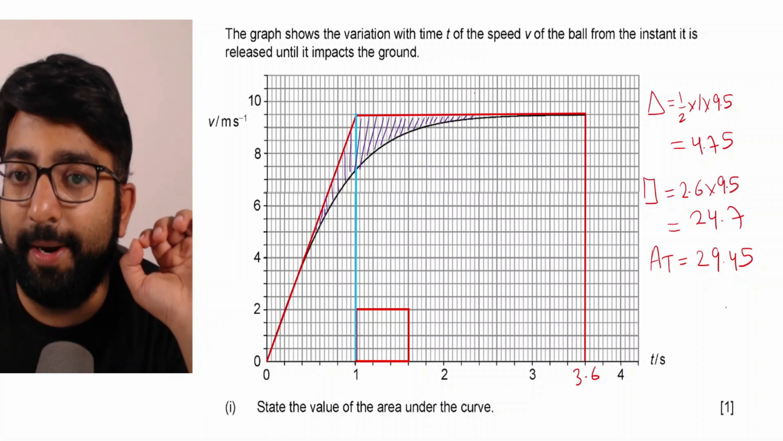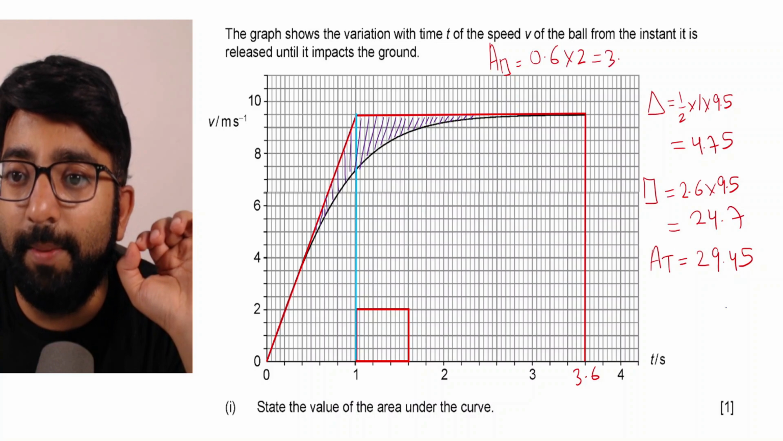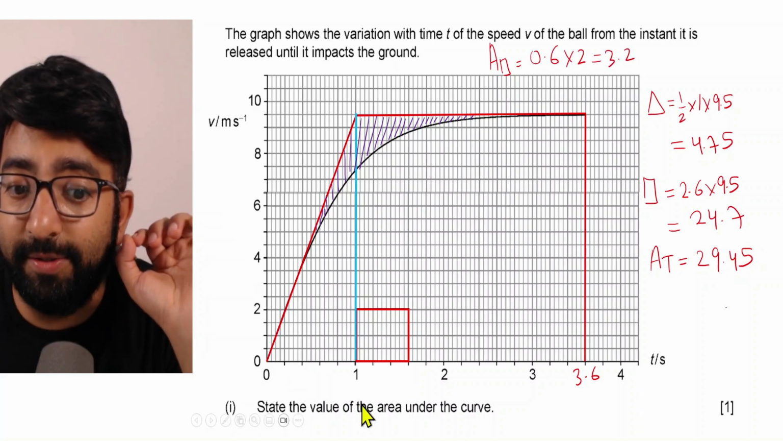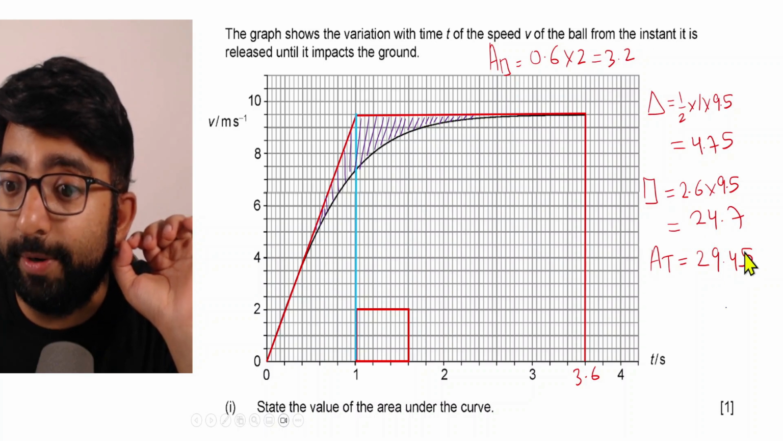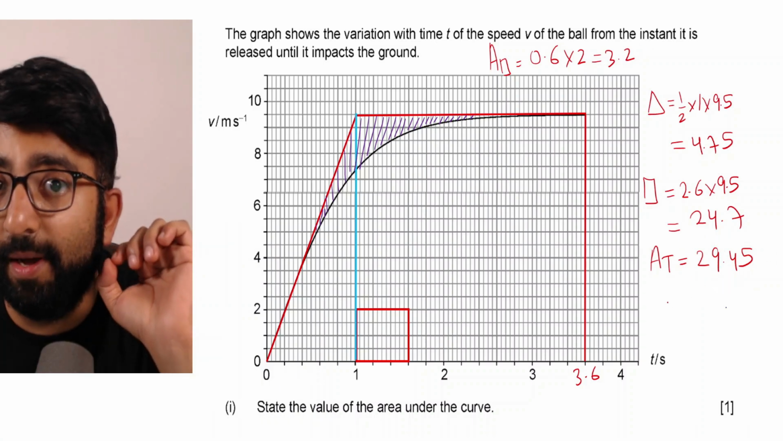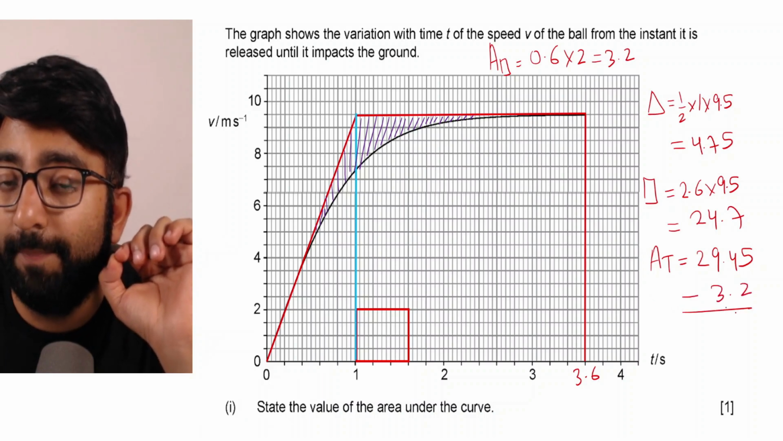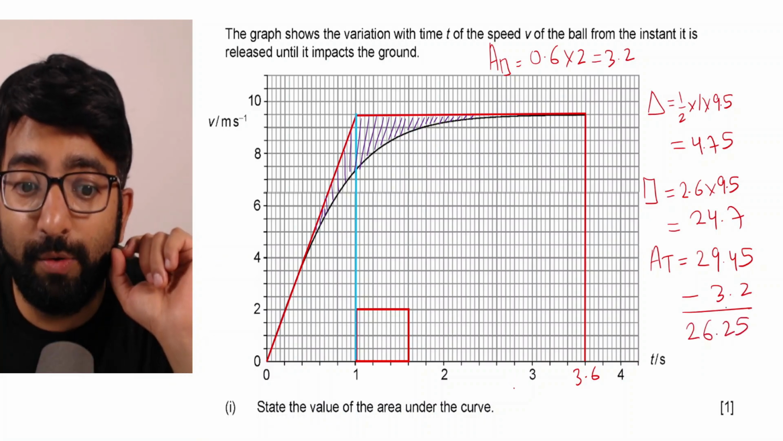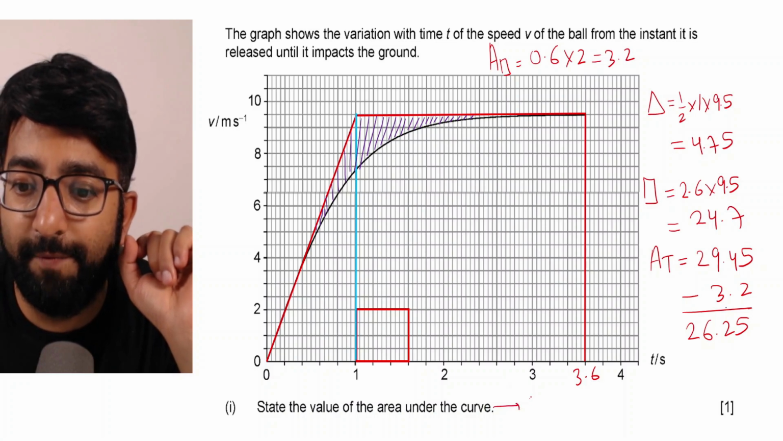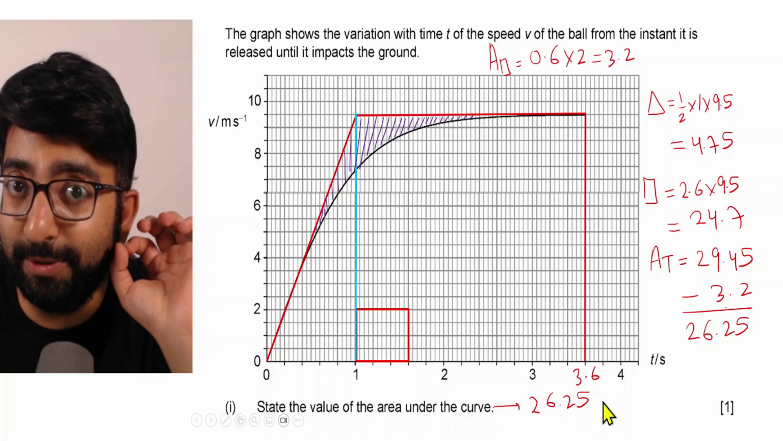On the top, let me write down, the area of this small rectangle will be 0.6 multiplied by 2, which gives us 3.2. Now, to get to the exact answer, the value of area under the curve, we need to subtract 3.2 from the total area of the trapezium, which means the answer should be 29.45 minus 3.2. And if we simplify this, we will get 26.25. And now we can write down the value of area under the curve is 26.25 units. And you will get full marks for 26.25.